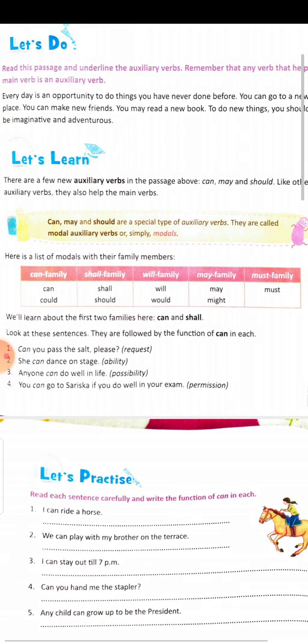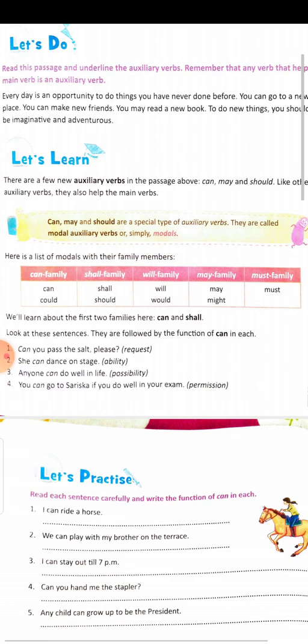See, we will learn the first two families, can and shall. We will read today can and shall. Can is used for request. Can you pass the salt, please? Okay, someone is requesting to pass the salt. That means they are at the dining table, eating something, and they are asking to pass the salt.